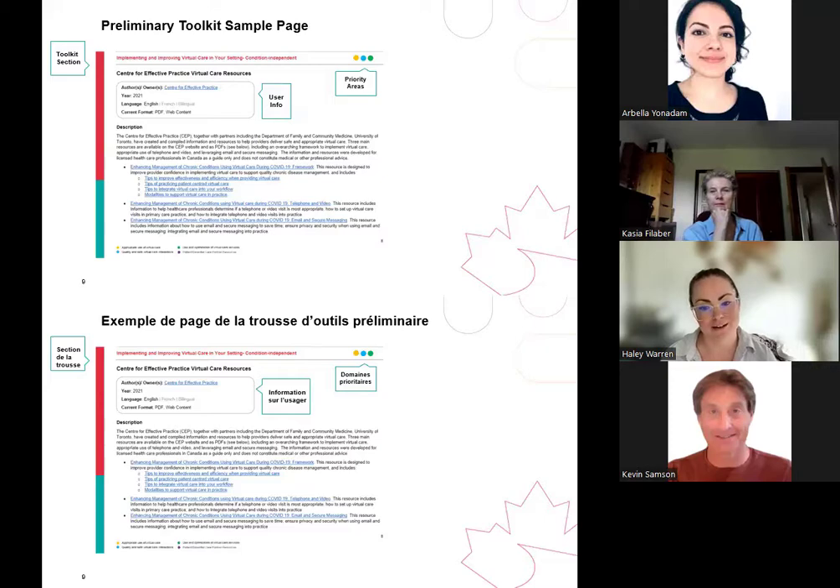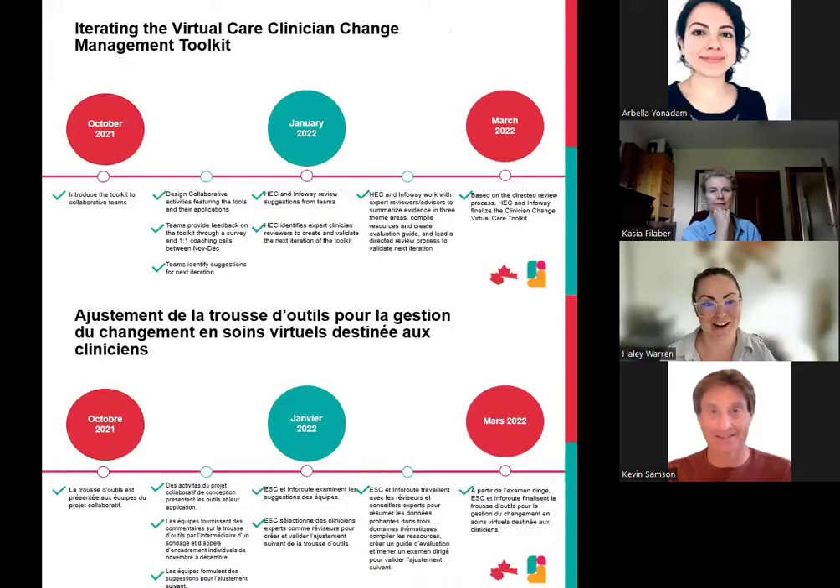And so on our next slide, you can see our plan for how we wanted to iterate and create the toolkit as it exists today. So HEC and InfoWay went through several steps between October and March to understand what was needed to create a valuable resource in this space. And so over the course of the collaborative, teams provided feedback on the toolkit through one-to-one coaching calls and identified suggestions for the next iteration, which were then reviewed by HEC and InfoWay.